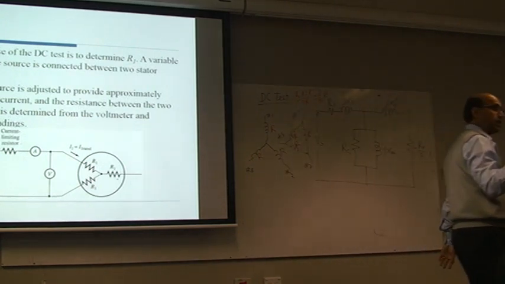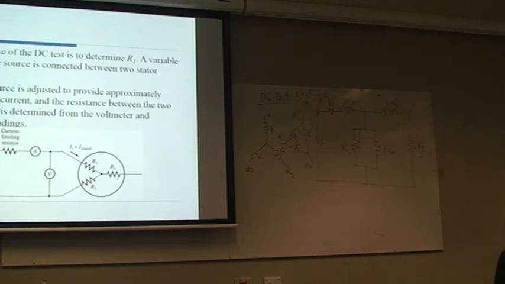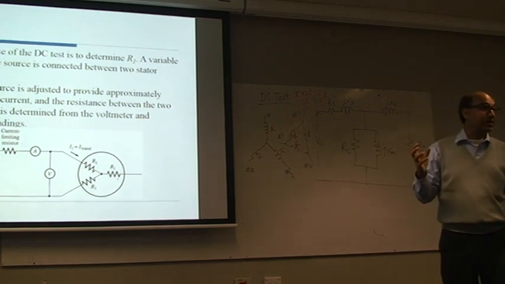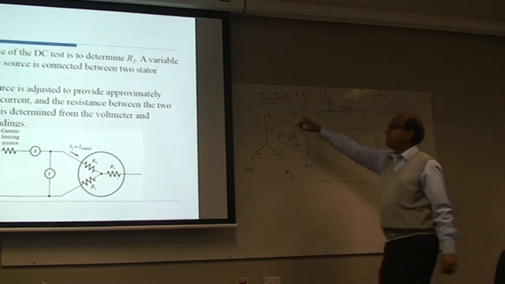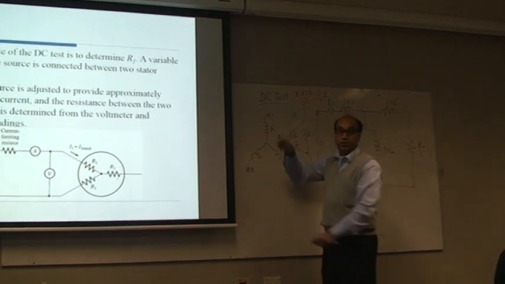So a DC test is required to know the DC resistance. You cannot use AC, because AC means you will also have inductance. So you cannot measure resistance by AC. Do you understand? By alternating current, you cannot measure resistance because you will have inductance placed into your measurement. So you have to give direct current. So you have to apply direct voltage.